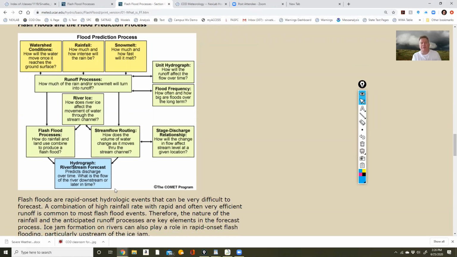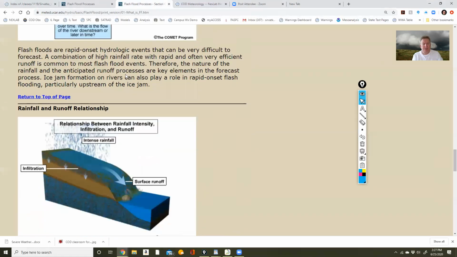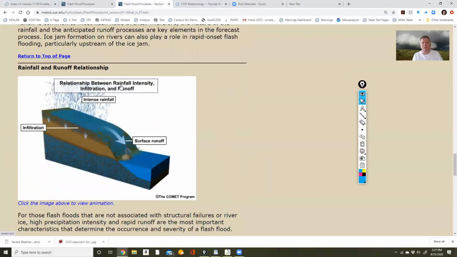Then when we get to a river flood, we're going to be looking at the hydrograph. But what are the watershed's conditions, the antecedent conditions? How much rainfall will it be? How much snow melt if there's snow? How impermeable is the surface? Okay, so over here, and we've talked about this, there's rainfall and runoff relationship. Infiltration, surface runoff.